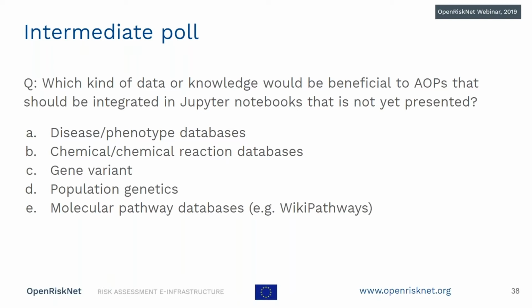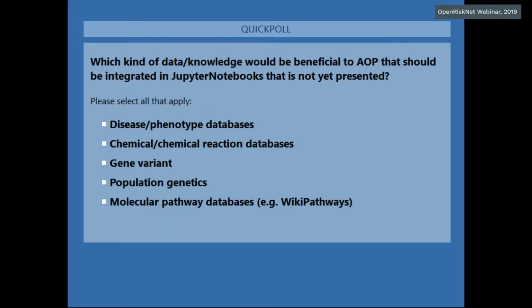So I asked Lucien to set up the poll that is present on the screen right now to ask which kind of data or knowledge would be beneficial to adverse outcome pathways that should be integrated in Jupyter notebooks that is not yet presented. Of course, we covered a little bit of the chemical identifiers, the chemical databases, but there are a couple of others. So I'm curious what the audience in this webinar thinks about this.